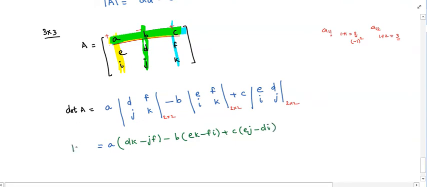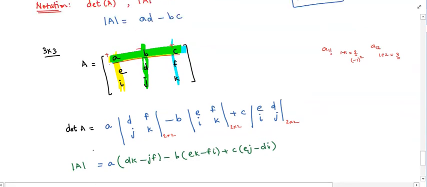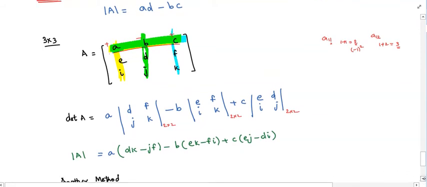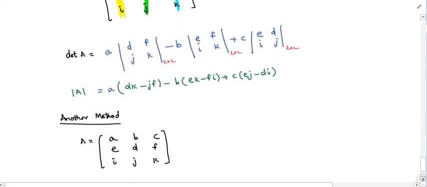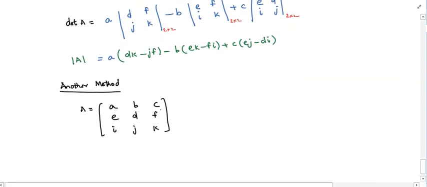So this will be the determinant of a 3 by 3 matrix. You can further simplify it. That will give you the determinant of the matrix, which will be a unique number. Now, as I said before, there is another way of finding the determinant for a 3 by 3 matrix. You may find it much easier.